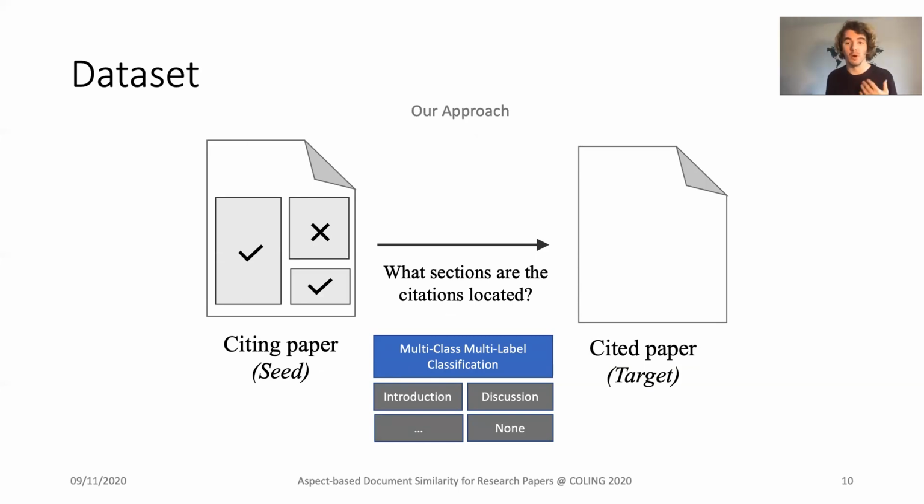But we want to go beyond a simple similar or dissimilar classification. And therefore, we do not only ask whether a citation exists or not, but instead in which section the citation is located, and use the corresponding section title as label for our multi-class, multi-label classification. So for example, when the seed paper cites the target paper in the introduction section, introduction would be the label for the pair of seed and target paper.